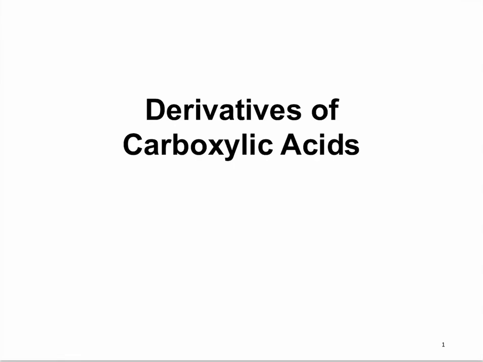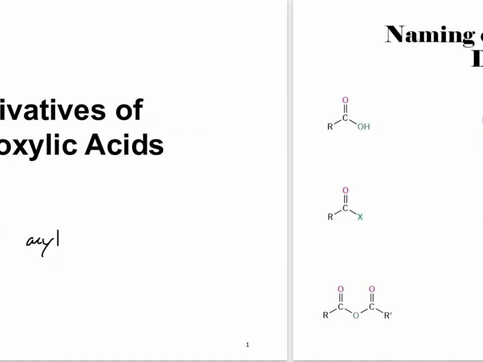Hey everyone, so today we're going to be talking about derivatives of carboxylic acid. These are basically any group that has that same acyl group, which is the R double bond O, like this is the acyl group. And anything that looks like this, that has something in this position where X is here, is going to be a derivative of a carboxylic acid.